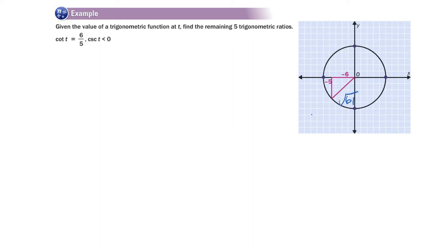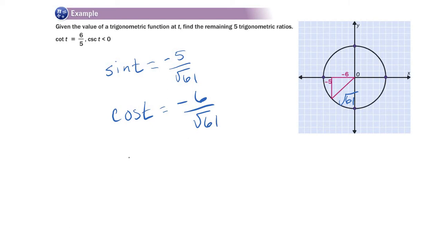Now that we have all three sides of our triangle, it's pretty straightforward to find our ratios, right? So let's go ahead and list them out. Sine of t is opposite over hypotenuse, so negative 5 over square root 61. Cosine of t, adjacent over hypotenuse, so negative 6 over square root 61. And then tangent, we could do that because we've already got the cotangent. It's just a reciprocal, and so it is 5/6. But notice here it'd be negative 5 over negative 6, which becomes positive.